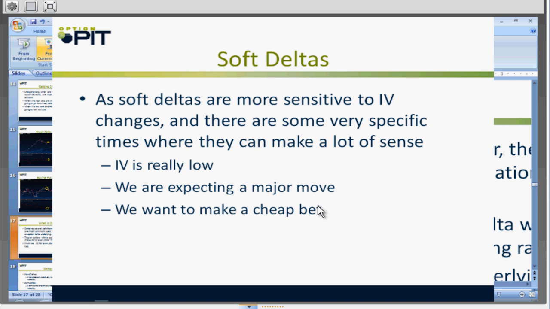All right. Now, let's talk about soft deltas. Soft deltas are more sensitive to IV changes. And there's some very specific times where they can make a lot of sense. When IV is really low, when we're expecting a crazy move. When we want to make a very cheap bet. Or some of these, two of these three typically.